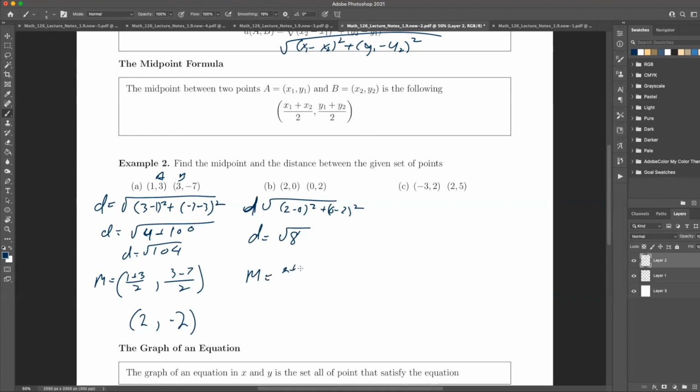And then the midpoint would be 2 plus 0 divided by 2, and then 0 plus 2 divided by 2. And the midpoint is a point. So you do need to have something as an x comma y.